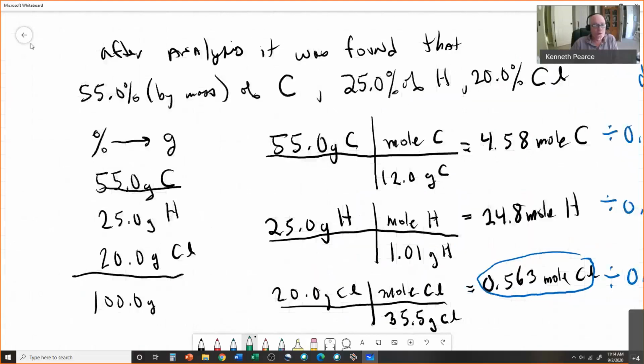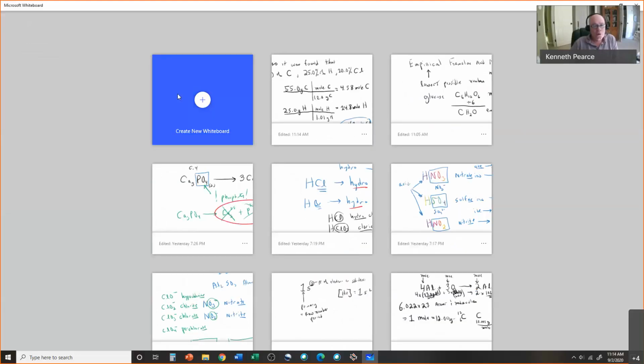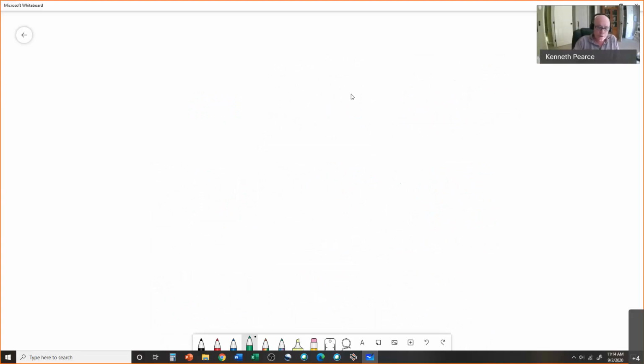So let's go ahead and do another example from percentages. And let's say that we were told that we had 75.0% copper and 25.0% oxygen, some sort of copper oxide. And so we do it the same way. And I'm going to start over here on the far left this time.